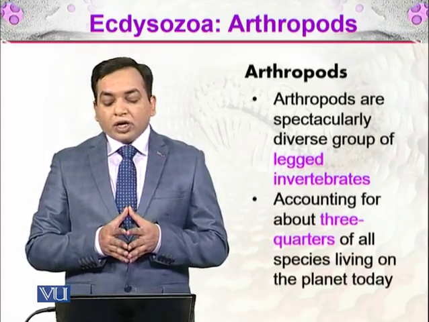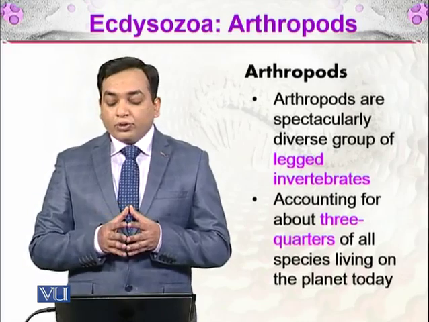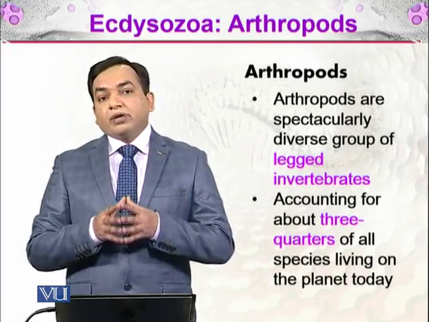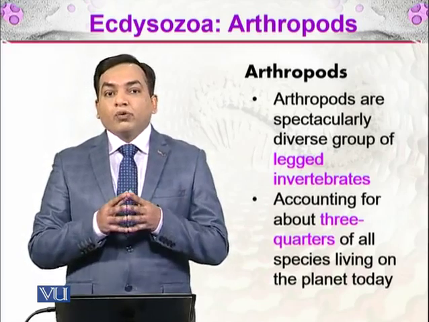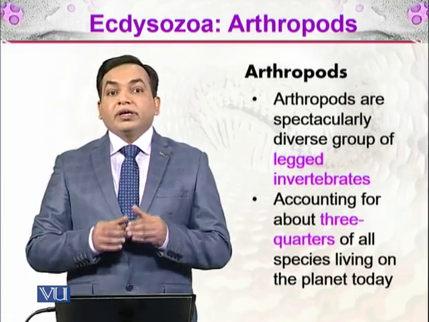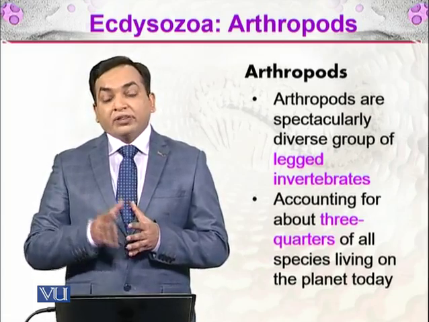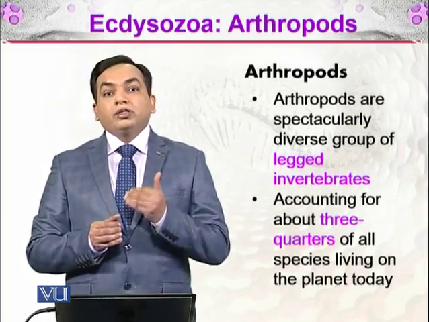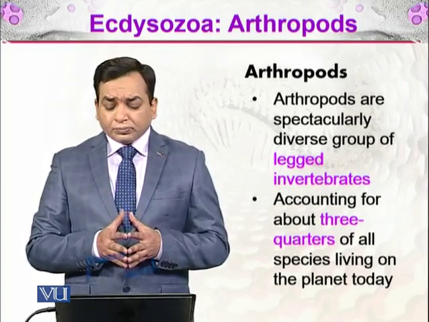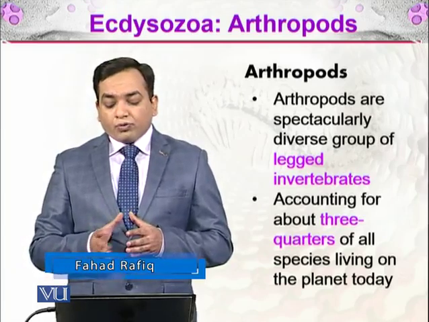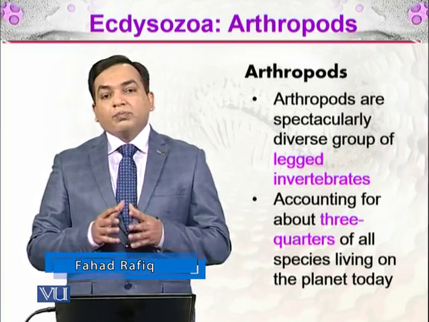The arthropods are a spectacularly diverse group of legged invertebrates. So these are invertebrates, that means they lack the vertebral column. And they are legged, that means they can move with the help of legs. And that's what their name comes from. Arthropods, the jointed legs. They account for about 3/4 of all the living species on the planet today.